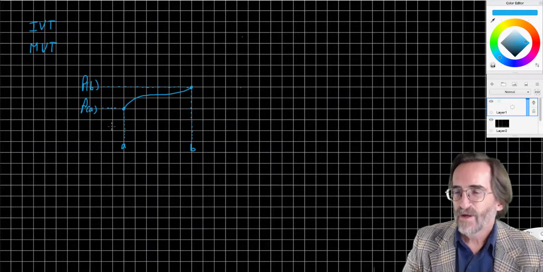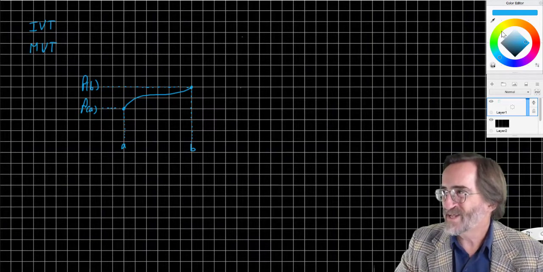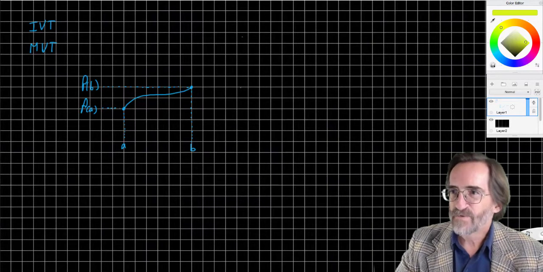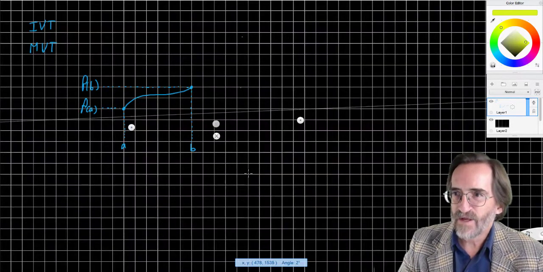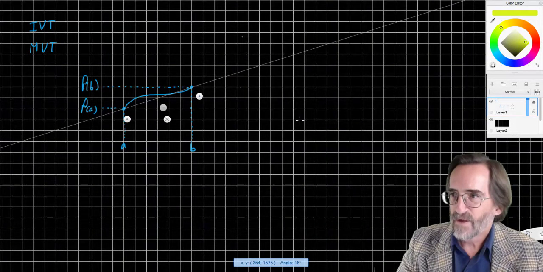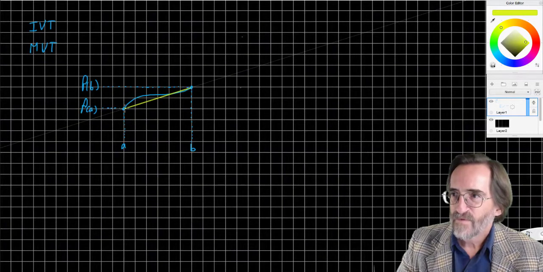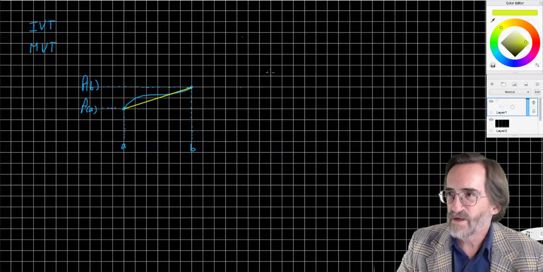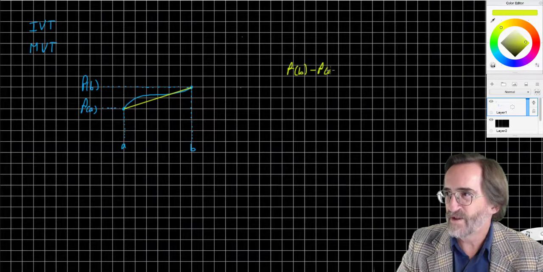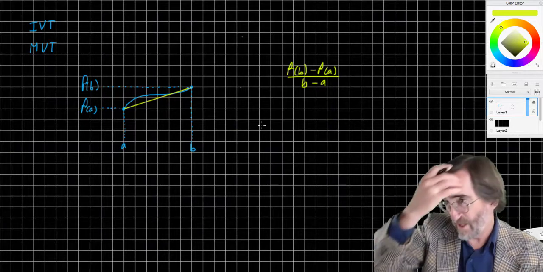We can find the slope of the secant line as the slope of the line between A, f of A and B, f of B. So the slope of the secant line is f of B minus f of A over B minus A. A formula that you're quite familiar with by now.